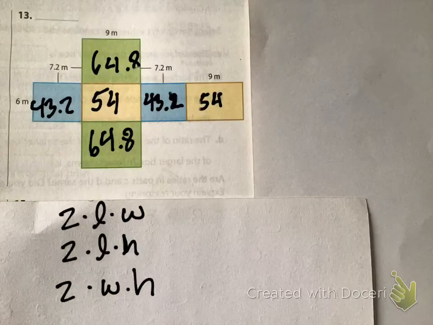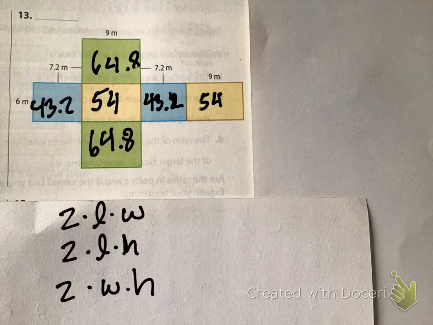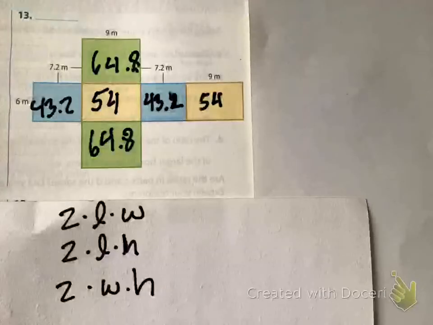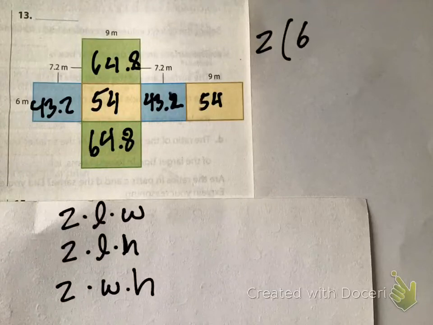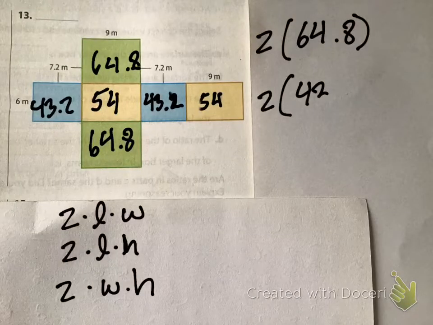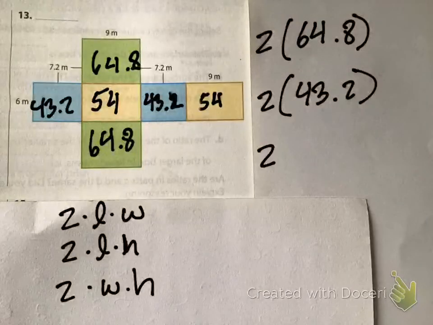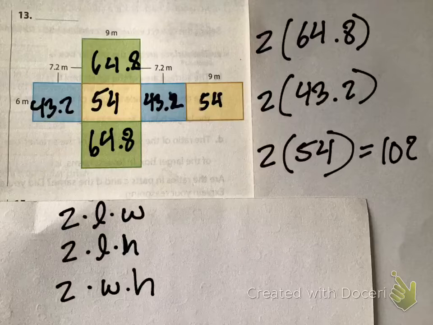So when I'm talking about surface area, again, I'm adding it all together. I'm doing this all together. So I want to add these together, and it's a lot easier when I do the multiplication first. So for example, I have 2 of the 64.8s. I have 2 of the 43.2s, and I have 2 of the 54s. I know this one is 108, and this one is 86.4.